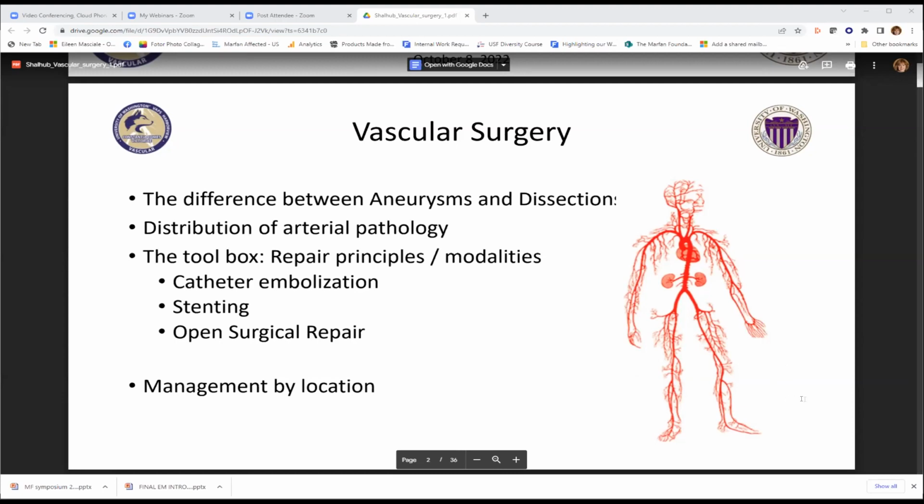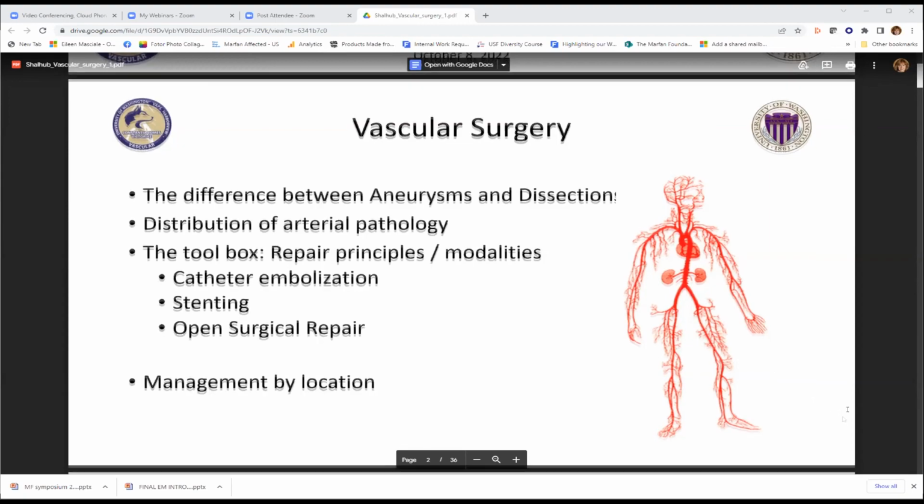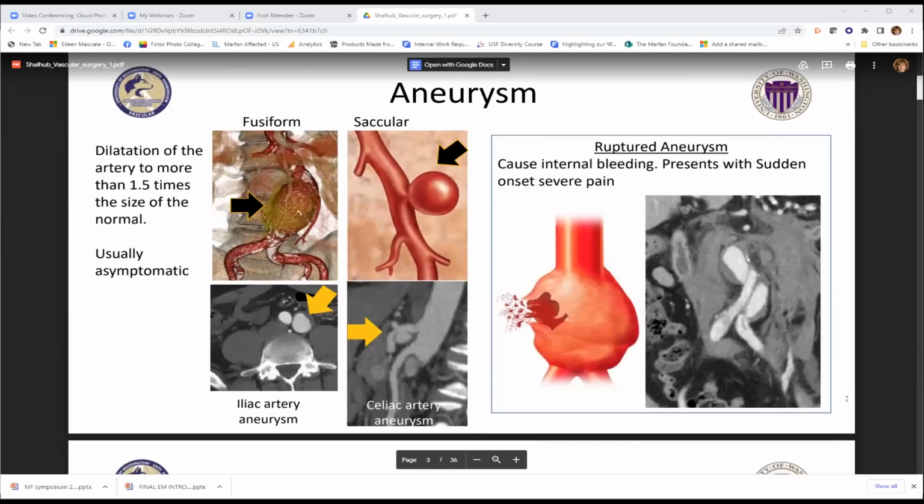And then I'll talk about what vascular surgeons use in our toolbox in terms of repair principles and how we approach repair, and that should include embolization. You'll hear that term, stenting. These are both endovascular methodologies. And then I'll talk about the open surgical repair. And I'll briefly touch on management by location, and then we'll have time for questions. Next slide, please. We'll start with aneurysm.